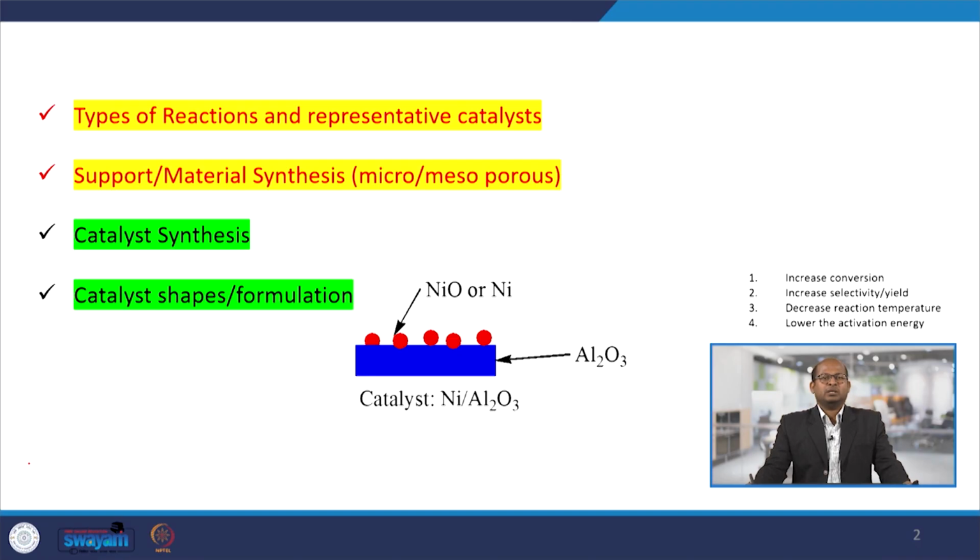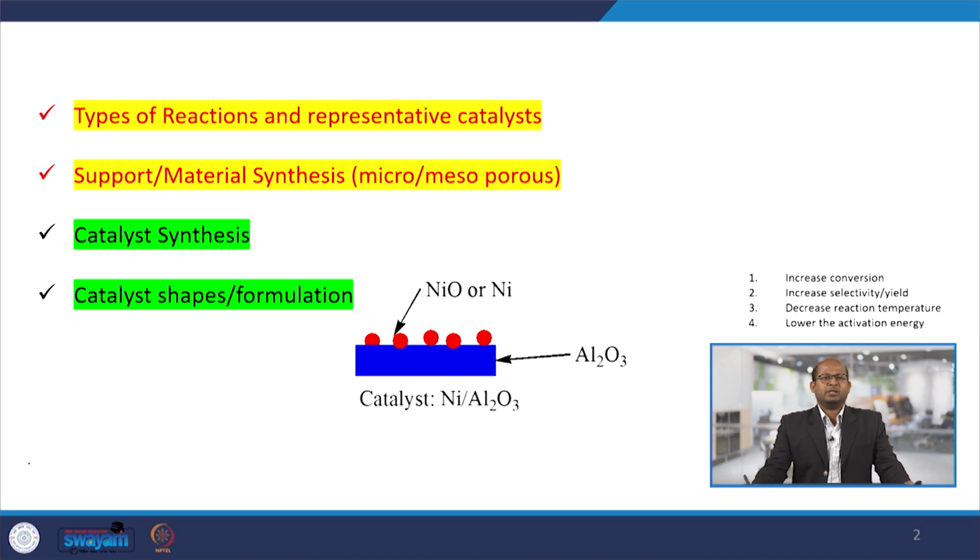Now, once we conduct any reaction, we have to use a catalyst to perform the reaction. Therefore, we need to know the various types of catalysts and reactions, what types of materials or catalysts are there, and how we can prepare those materials so that we can get good conversion, good selectivity, and a good yield of the desired product that we are targeting from a reaction.